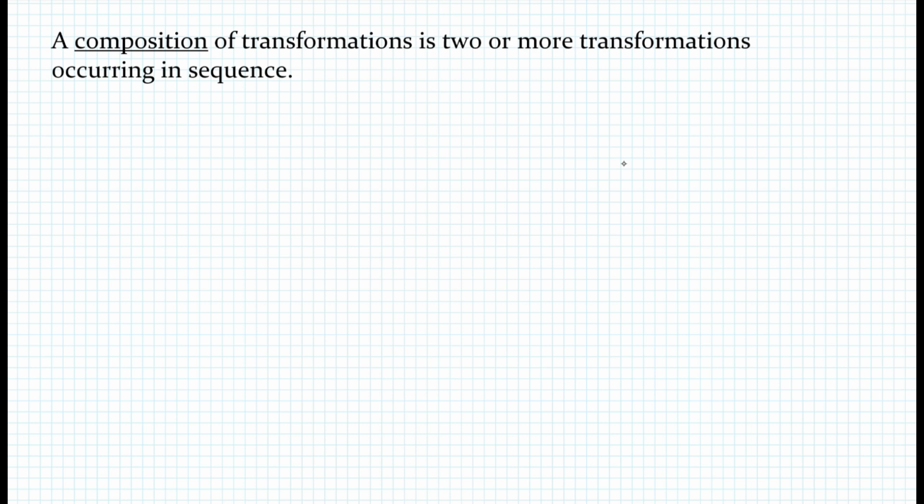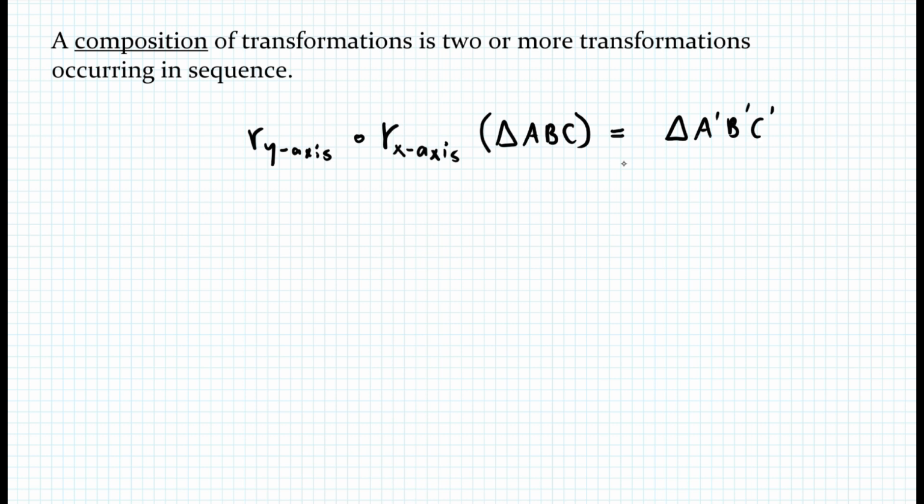So how do we denote a composition of transformation mathematically? The way it works, and I'm going to show you the example here, is that we first had a reflection over the x-axis of triangle ABC, but then we reflected that triangle over the y-axis, okay? So there are a few things that you can notice here. Actually, let me also write that this resulted in triangle A prime, B prime, and C prime.